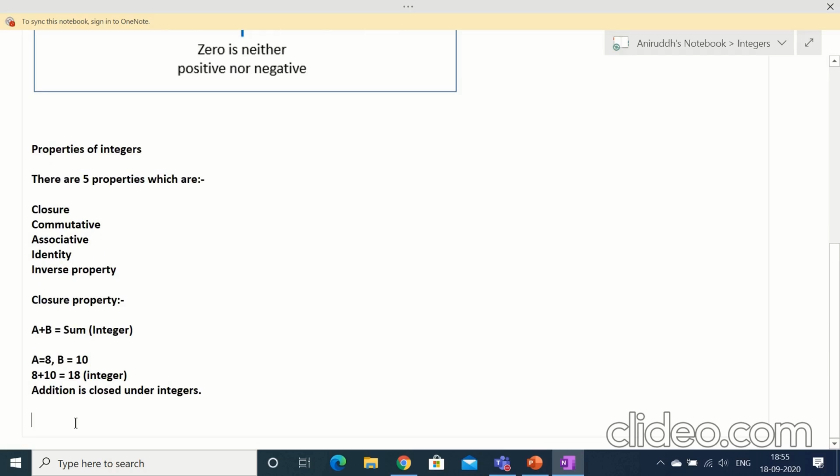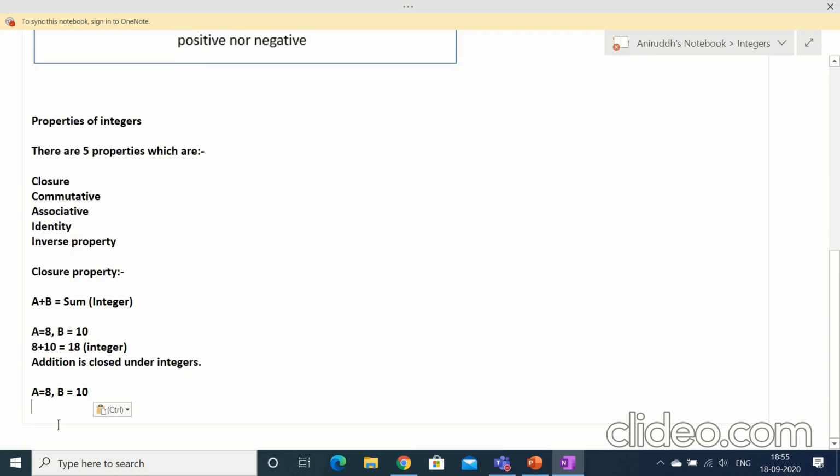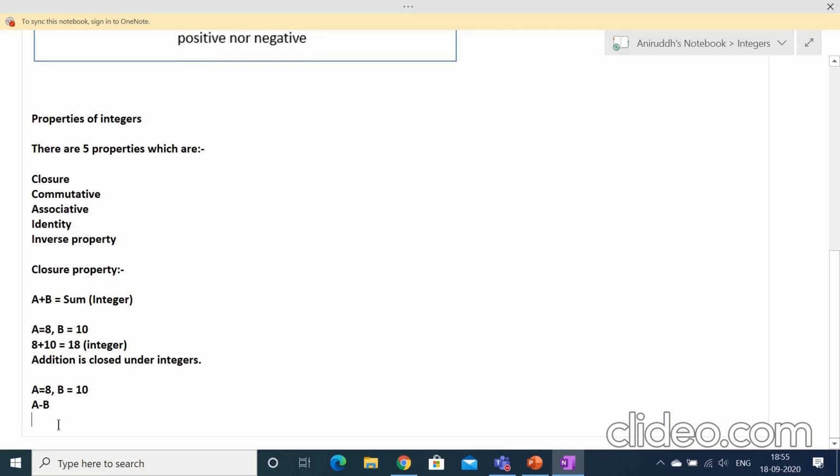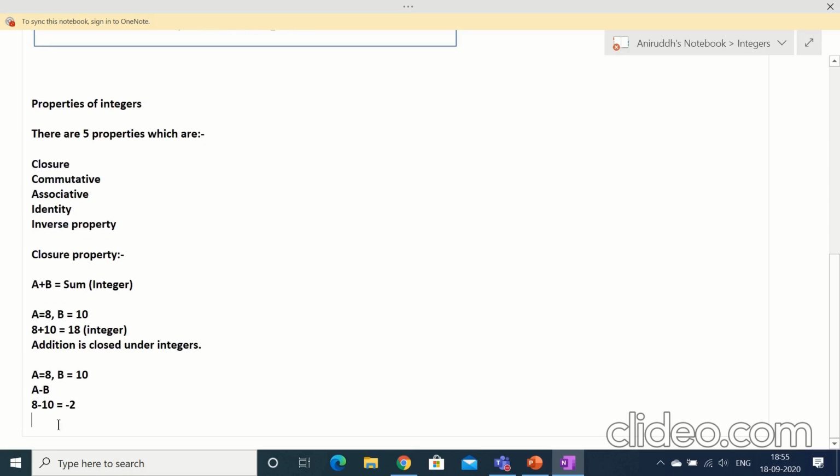Now let us look at subtraction. Well, we'll take the same numbers for the variables. A minus B, which is 8 minus 10. Minus 2. Minus 2, though it is a negative number, it is an integer. As I said, negative numbers are also integers. So, we say that subtraction is closed under integers.